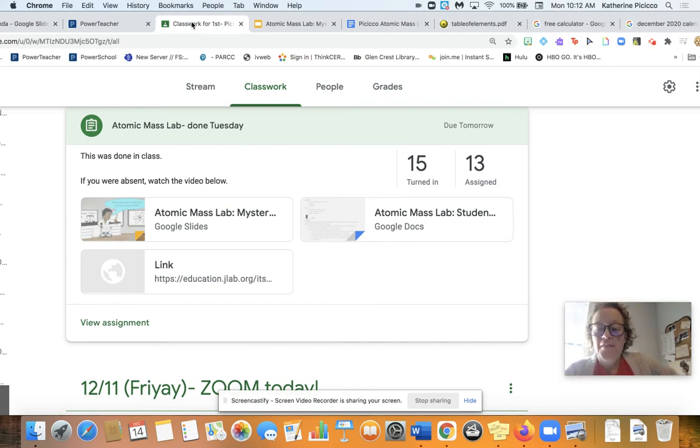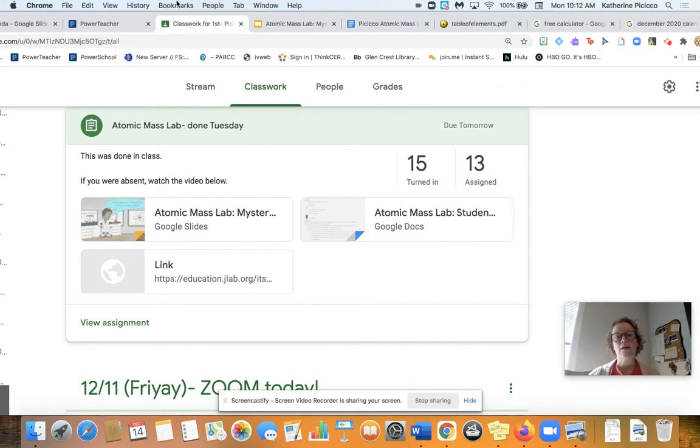Hi guys. Today we did a lab on atomic mass. So I'm going to take you through how to start this lab and how to do the basic directions. But really, if you follow the directions and follow my example, this should be okay. So if you need to stop and watch a part of the video again, stop it.